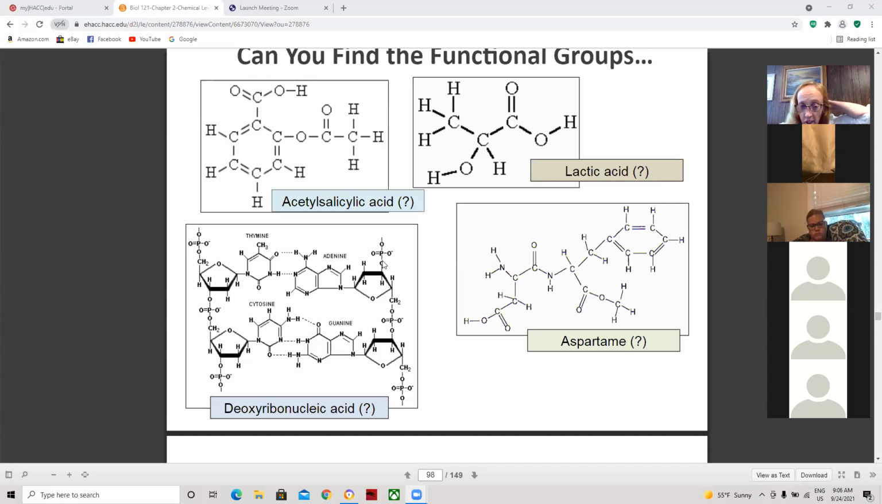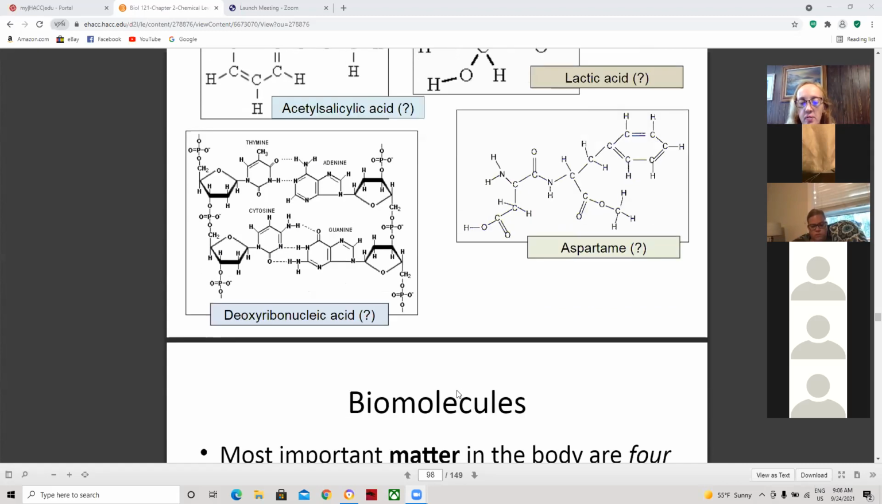On deoxyribonucleic acid or DNA: phosphate group, phosphate group, phosphate group, carbonyl group, an amino group, an amino group, another carbonyl group, a methyl group, another carbonyl group, another amino group that we missed, another carbonyl group, another phosphate, another phosphate. So with time, you will get better at recognizing them and seeing them.